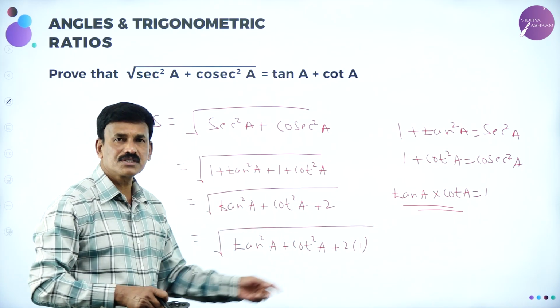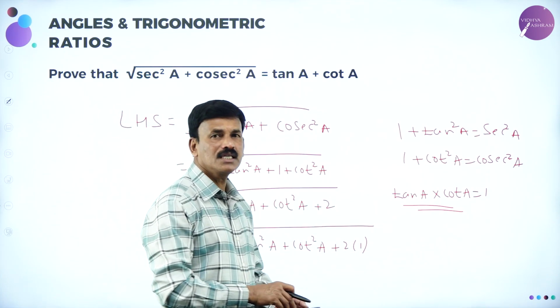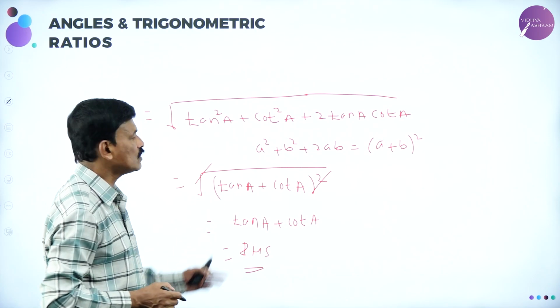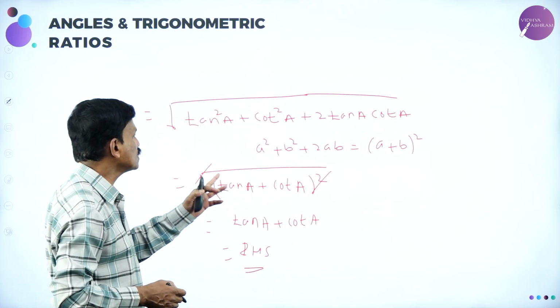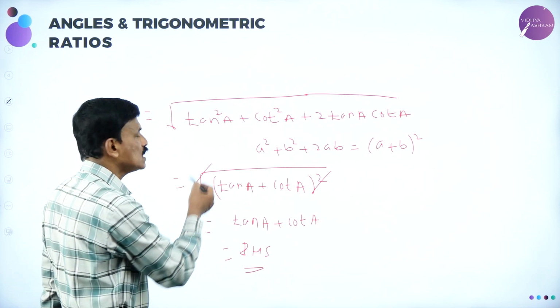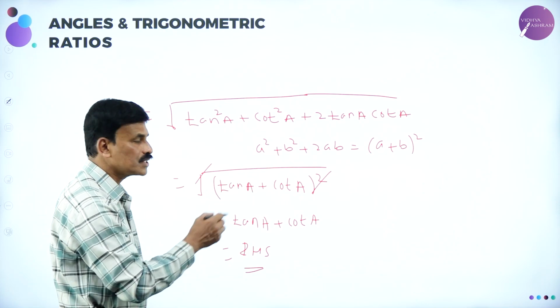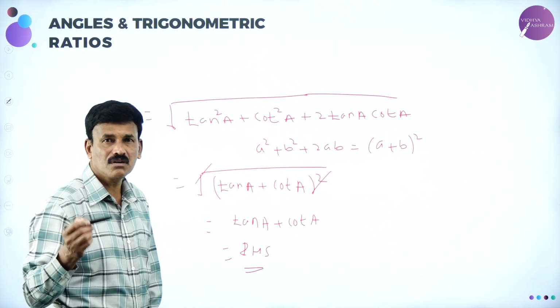This 2 can also be written as 2 into 1, since 1 can also be written as tan A into cot A. So tan square A plus cot square A plus 2 tan A cot A is of the form A square plus B square plus 2AB. That is nothing but A plus B whole square. What is A? A is equal to tan A. What is B? Cot A. Tan A plus cot A whole the square. Square root gets cancelled. That's equal to tan A plus cot A, which is a required RHS.